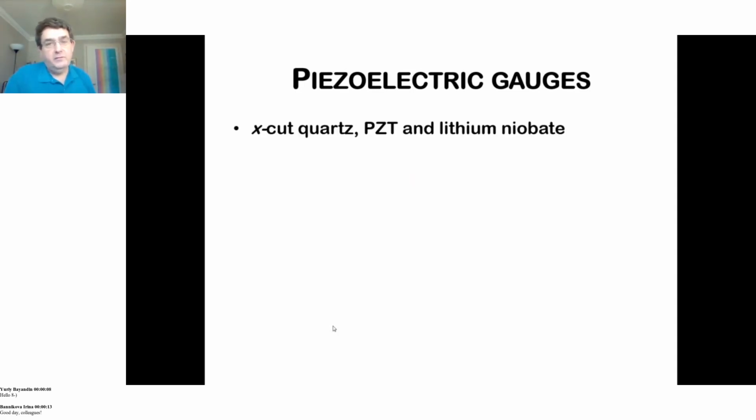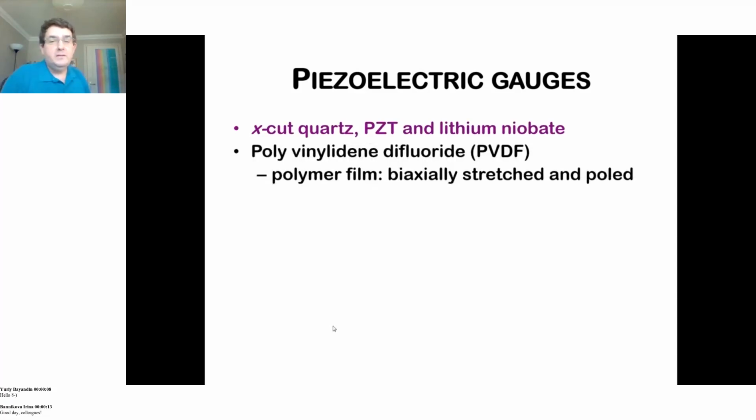PZT, lots of different kinds of ceramic, fairly brittle gauges there. PVDF is a polymer film. It is stretched and taken above its glass transition temperature. You put a huge potential across it, about 5,000 volts across a 240 micron thick membrane or a 50 micron thick membrane, and let it cool whilst having that high voltage applied to it.